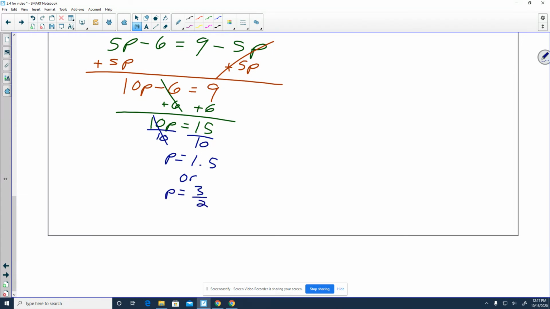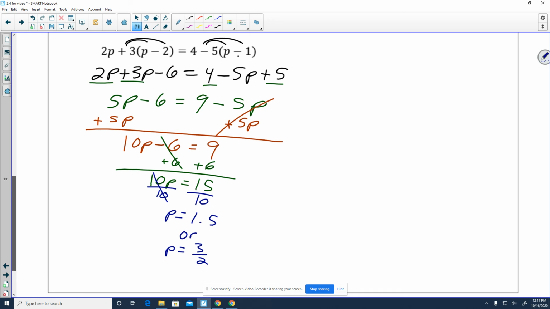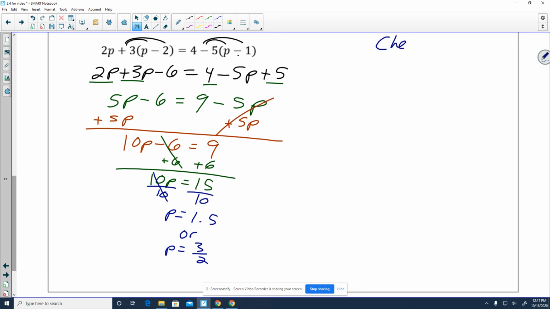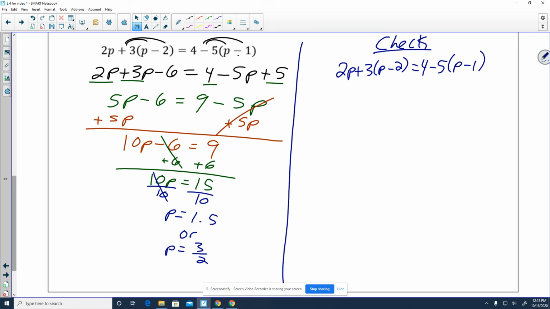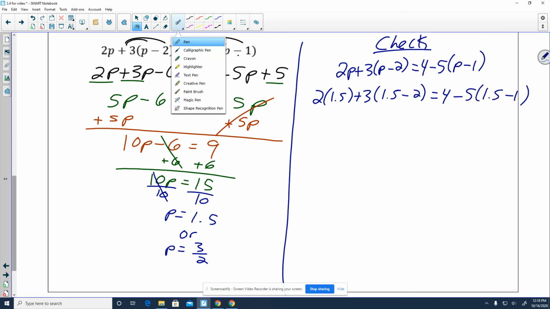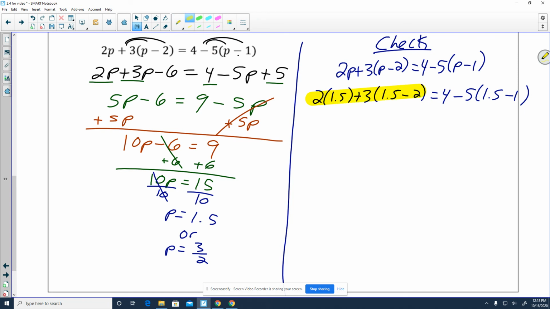Either way. Okay? Now let's check our work here. I'm definitely going to use the Desmos calculator here to help us check it. So we have 2p plus 3 times (p minus 2) equals 4 minus 5 times (p minus 1). And then wherever we see a p, we're going to plug in our 1.5. So 2 times 1.5 plus 3 times (1.5 minus 2) equals 4 minus 5 times (1.5 minus 1). And we should get the same number on both sides.